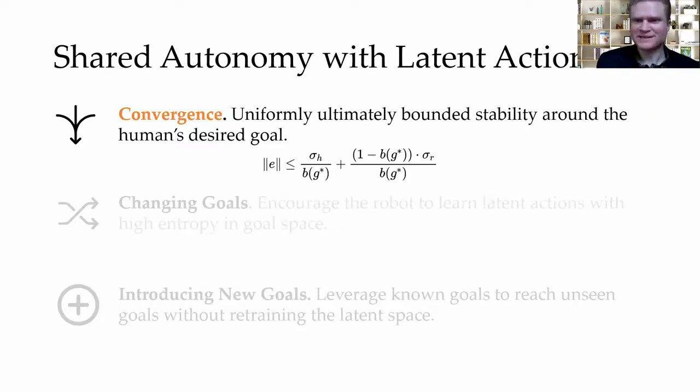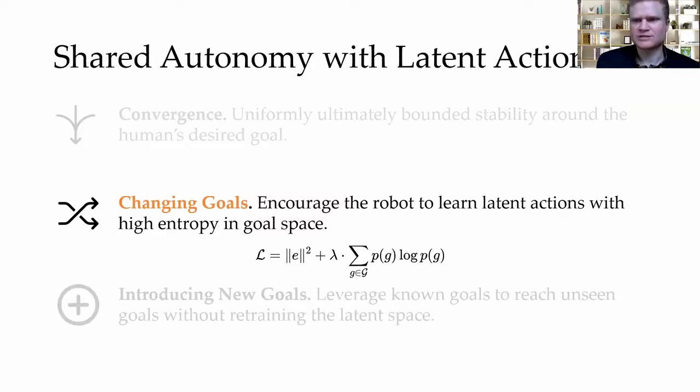This is a blessing because it makes sure that we reach and maintain the goals we want to achieve, but it's also a curse because what happens if I start moving the robot towards one goal and then I change my mind? With this convergence property, the robot is stuck within this ball. How can I get out of that and move back to a different goal that I might actually want? In order to enable that, we also encourage the robot to learn latent actions that have high entropy in the goal space. Intuitively, we want to make sure that the robot always has access to some latent actions that move towards different goals, even when I'm very confident that I want to reach one goal.